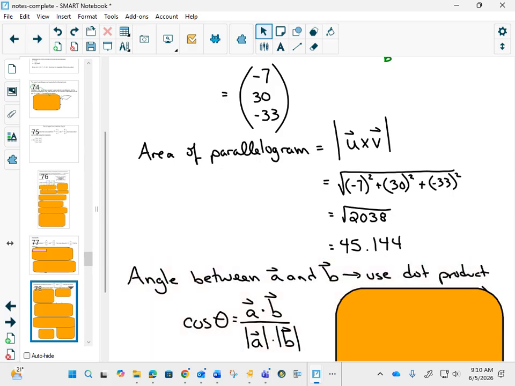When finding the angle between two vectors, even though there's a sine theta in the cross product formula and a cos theta in the dot product formula, the dot product formula is always better for finding the angle.